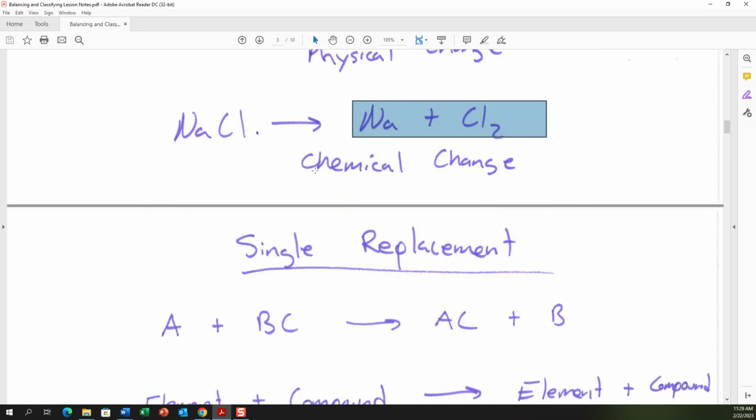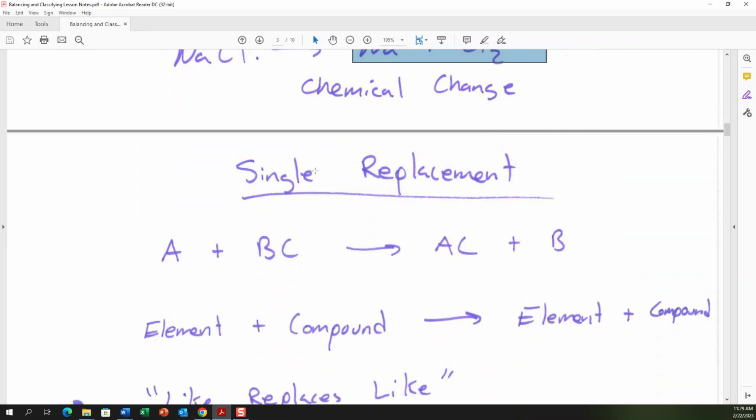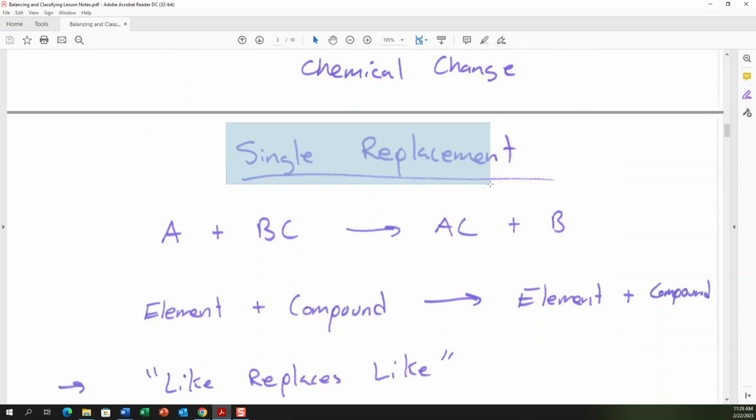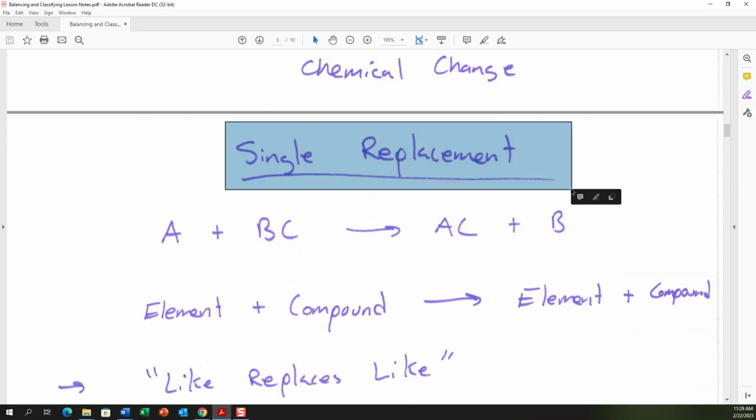All right, so what about single replacement? Something's got to be replaced, and single replacement means one replacement. So this is the kind of pattern you're looking for: A plus BC yields AC plus B. Looking at the pattern, you have B paired up with C, A comes in and replaces B, now B is by itself, and A is paired up with C. So A replaces B, but nothing else is replaced, so that's a single replacement, all right?